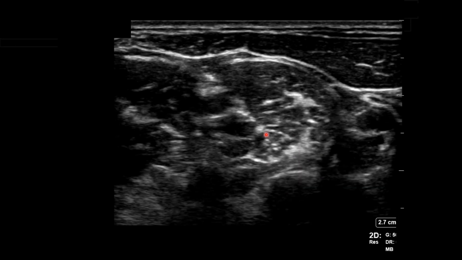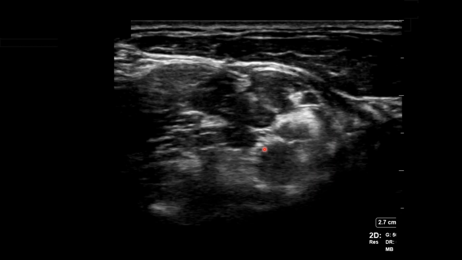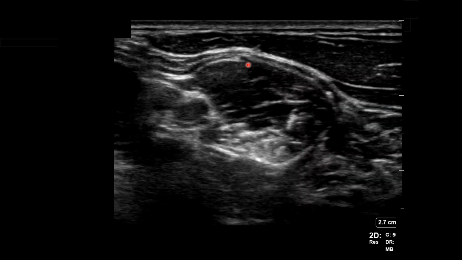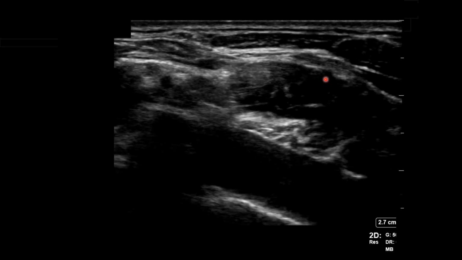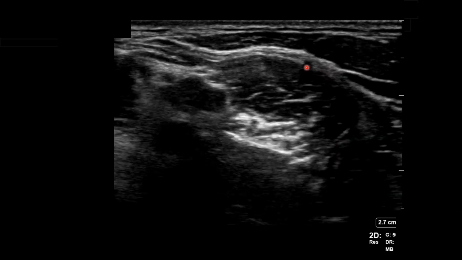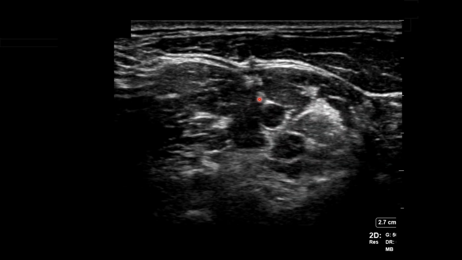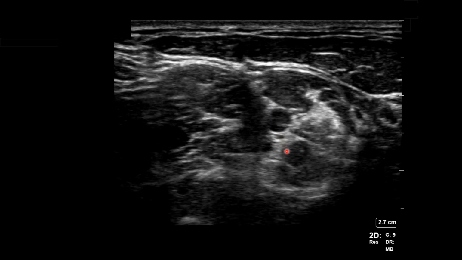Here's another live sonographic video of C6 and C5. Here's the phrenic nerve as you're scanning more distally, running on the anterior scalene muscle, and as you scan more proximally, it joins C5. Right there, C5 and C6.